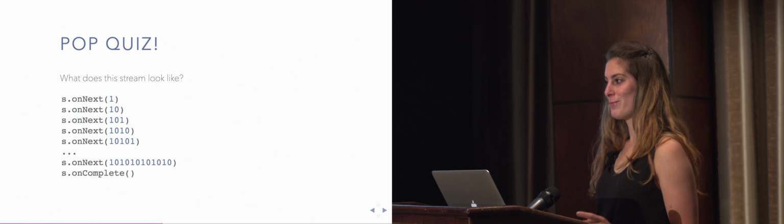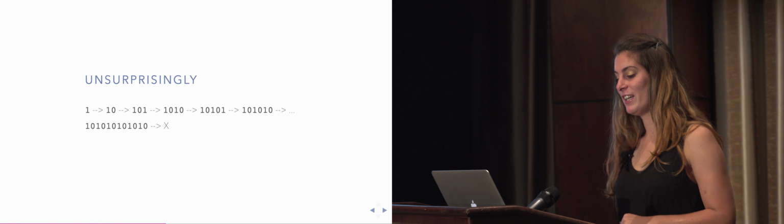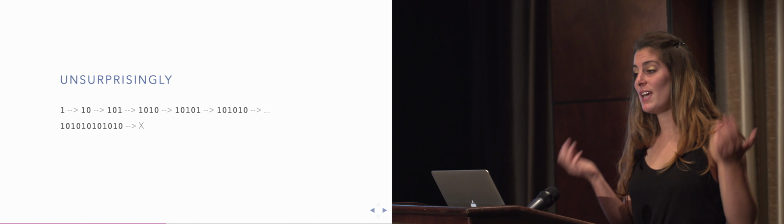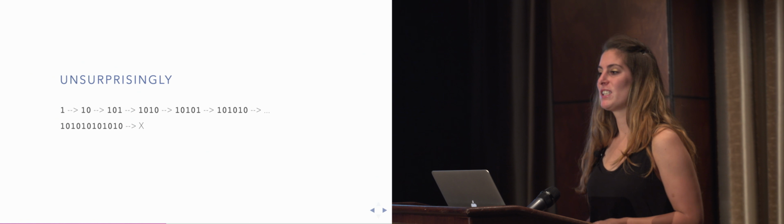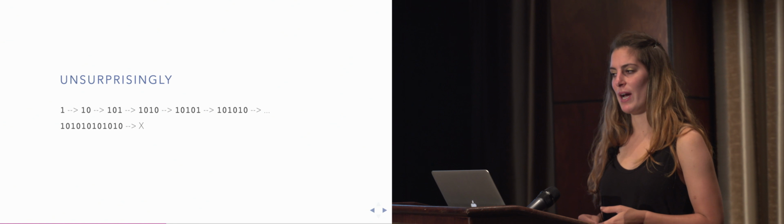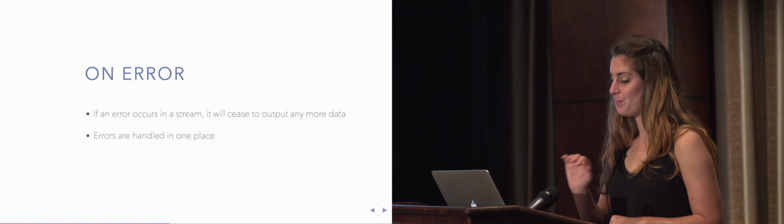And to really drive this point home, you can do this as well. You can just build up some binary numbers. It's going to look exactly the same. You're going to output those one by one, and then the stream's going to close. So I feel like there's a lot of mysteriousness around onNext. It really is just that simple.